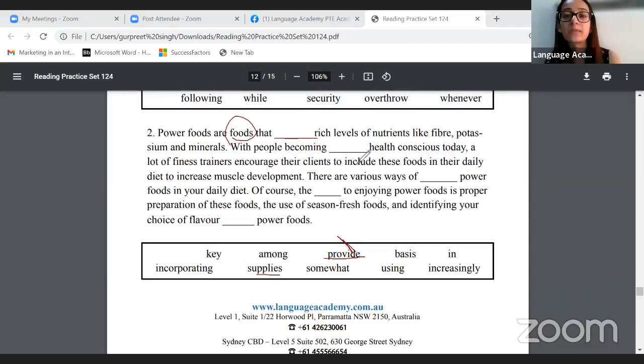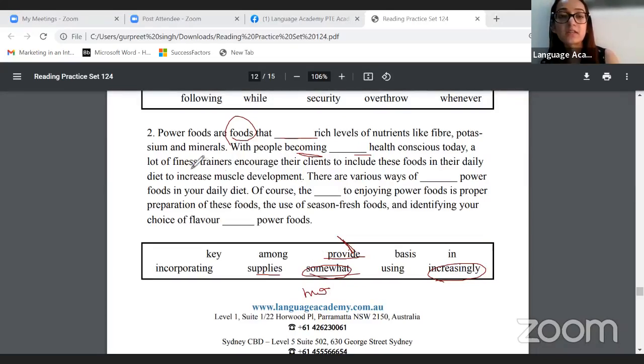With people becoming health conscious today, a lot of fitness trainers encourage their clients to include these foods in their daily diet to increase muscle development. So people becoming health conscious is a complete sentence. We need an adverb because becoming is a verb. We have two adverbs, somewhat or increasingly. The meaning of somewhat is moderate, not high, not low, average.